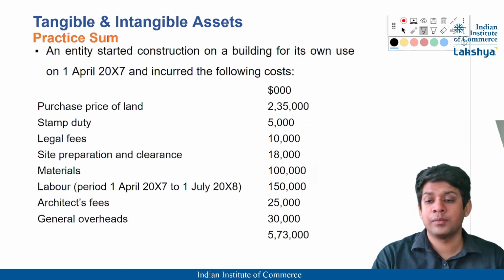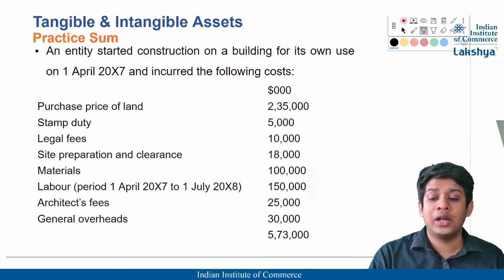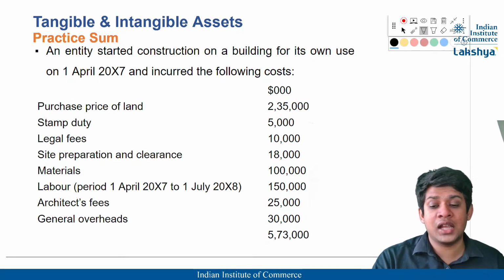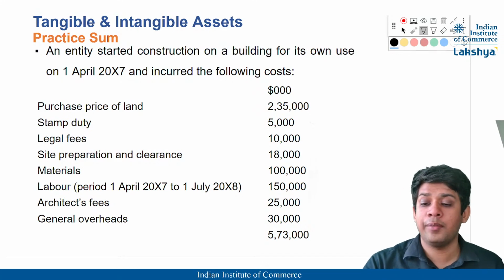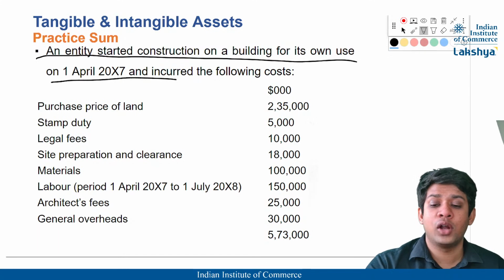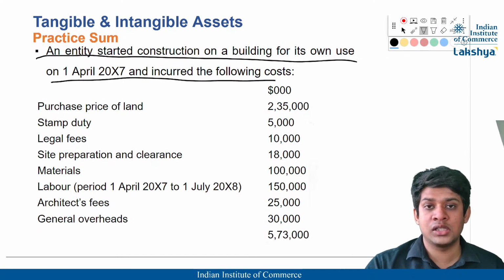a tangible asset. Okay, now let us look at the sum and identify which costs are going to be capitalized as an asset and which costs are not going to be capitalized. An entity started construction of a building for its own use on 1st April 2007 and has incurred the following costs.